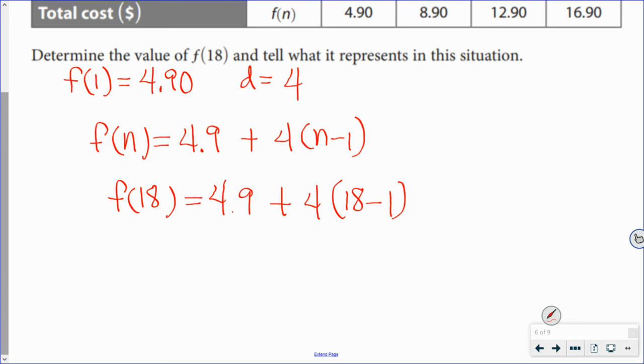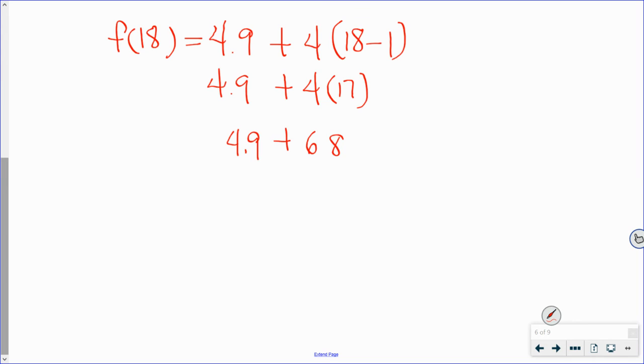18 minus 1, 17. What is 4 times 17? Oh, wait, no, it says times. Yes, times. So 4 times 7 is 28, right? Carry 2, 4 times 1 is 4, plus 2, 68, okay? Plus 4.9. Okay, so 4.9 plus 68 would be 72.9. Sure I made the right math here. Yep, that's right.